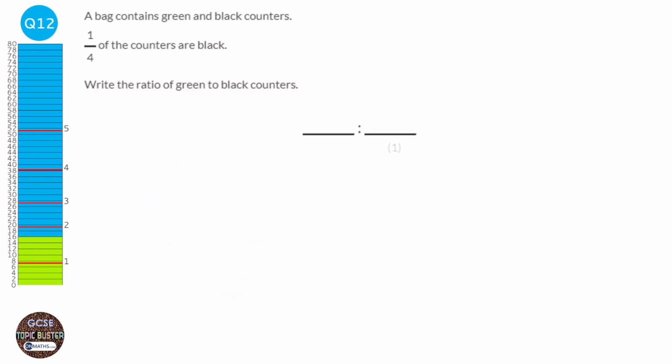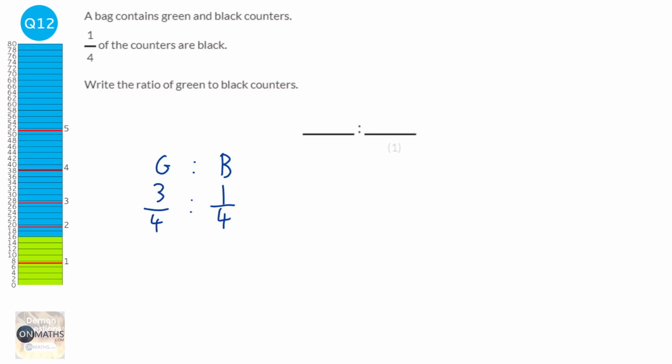So the first thing we're going to do is write this as a ratio between the fractions. So we're going to have green to black. Now it says that a quarter of the counters are black, and therefore the remaining counters will be green. So if a quarter are black, that leaves 3/4 to be green.